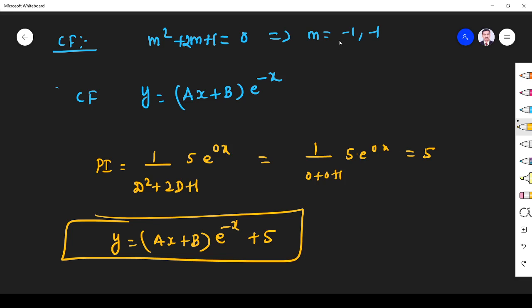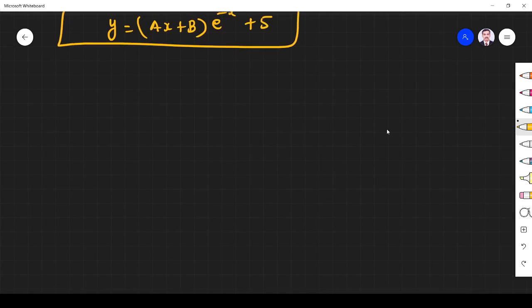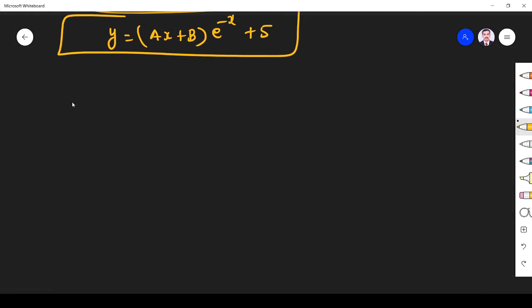Next we see one more problem, for complex roots. Let us solve. What is the question? D squared minus 4D plus 13, into y is equal to e power 2x.